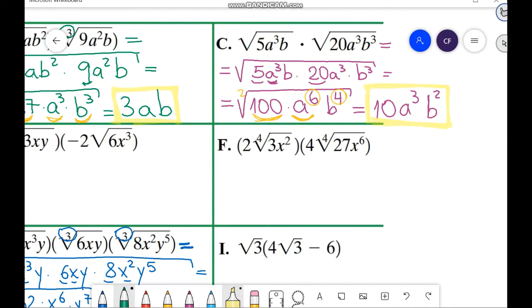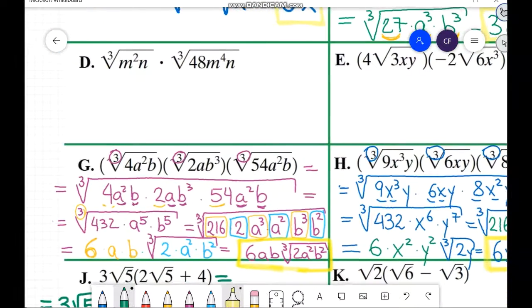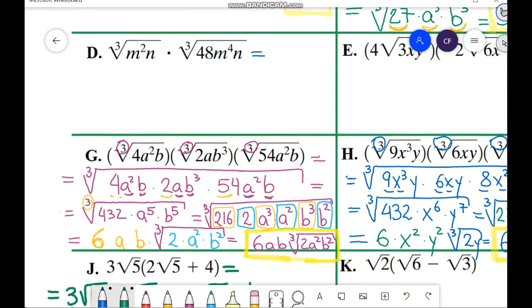And you're asking about letter D. Letter D. We still have a few minutes. Yes, we have time. Those are cube roots, so we can put everything together under only one cube root. M squared n times 48 m to the 4th n.